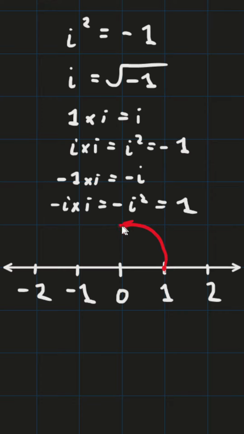Then when we multiply again, we end up at minus 1, and when we multiply again, we end up at minus i down here, then multiply one more time, and we end up at 1. So each multiplication by i is a rotation by 90 degrees.